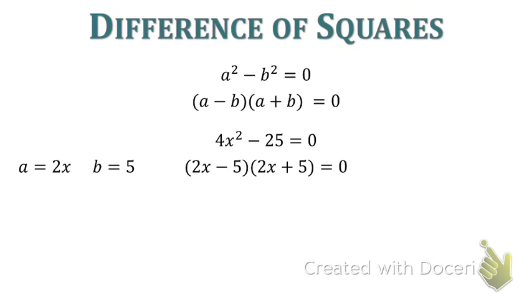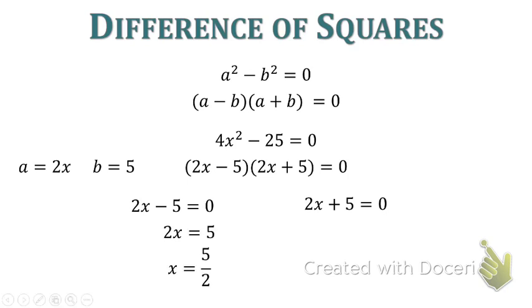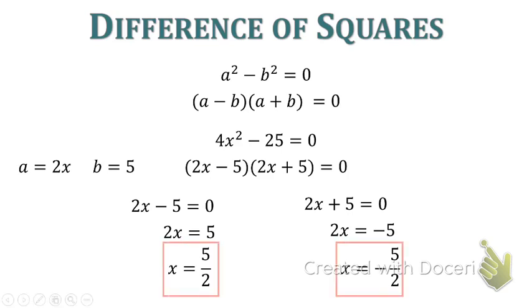But we need to solve. So we're going to take both and set them equal to 0. 2x minus 5 equals 0. We're going to add 5 to both sides. So we're going to get 2x equals 5. Then we're going to divide by 2 on both sides. So we're going to get x equals 5 halves. With 2x plus 5, I'm going to subtract 5 from both sides, giving me 2x equals negative 5. Dividing by 2 on both sides, I get x equals negative 5 halves. Those are my two solutions of this quadratic function, 4x squared minus 25.